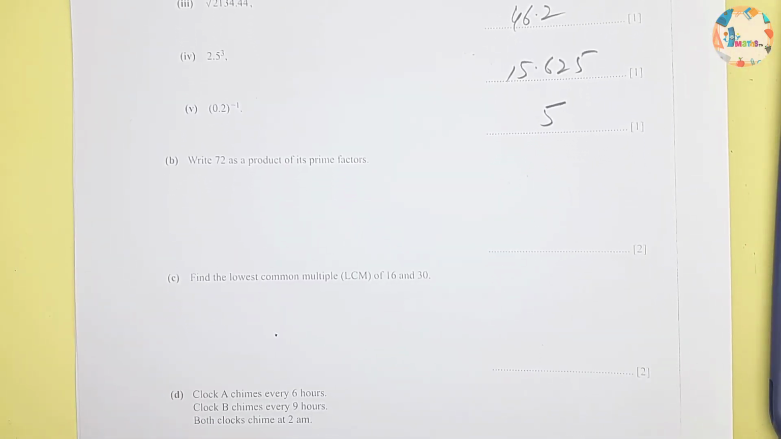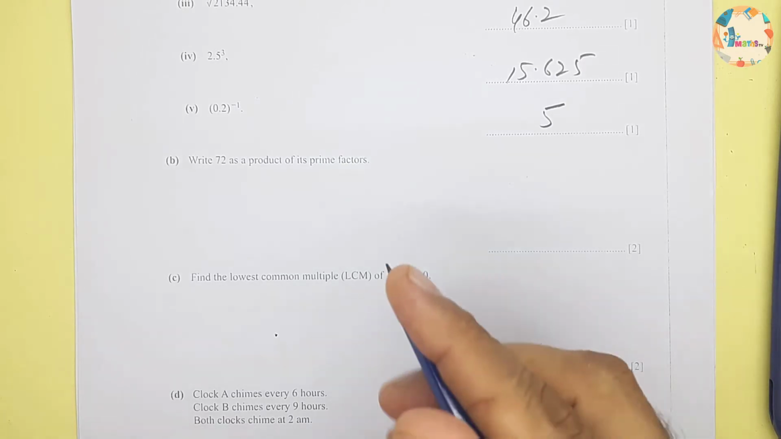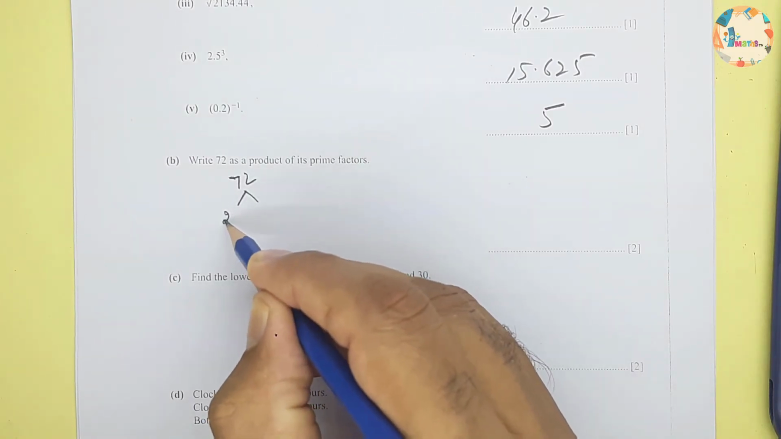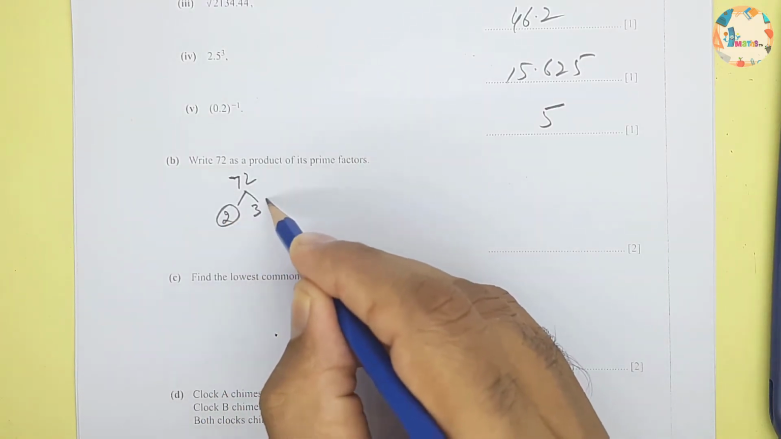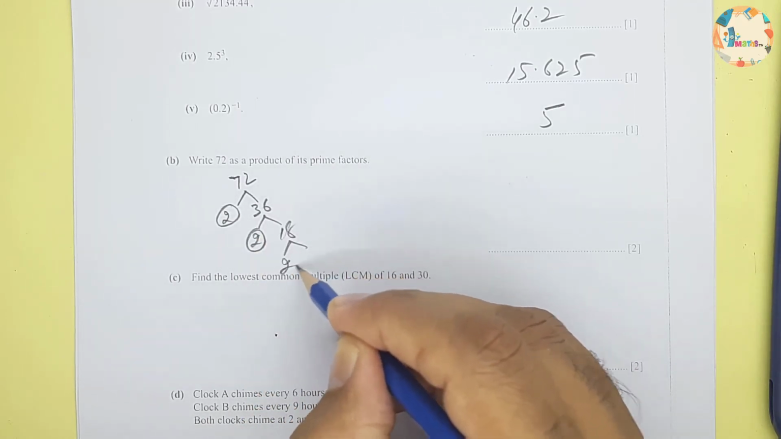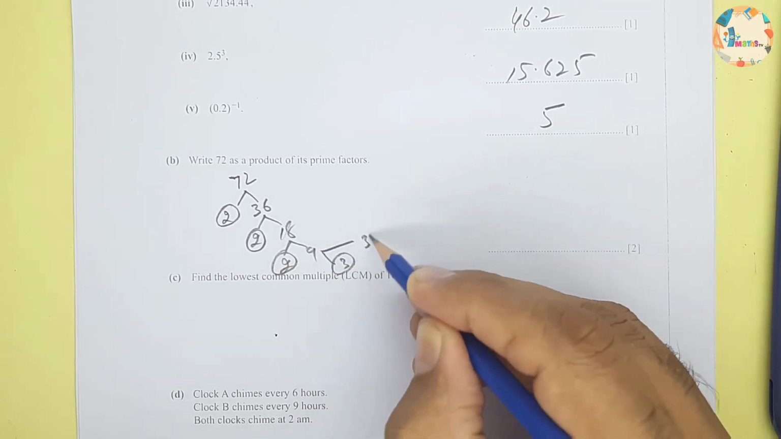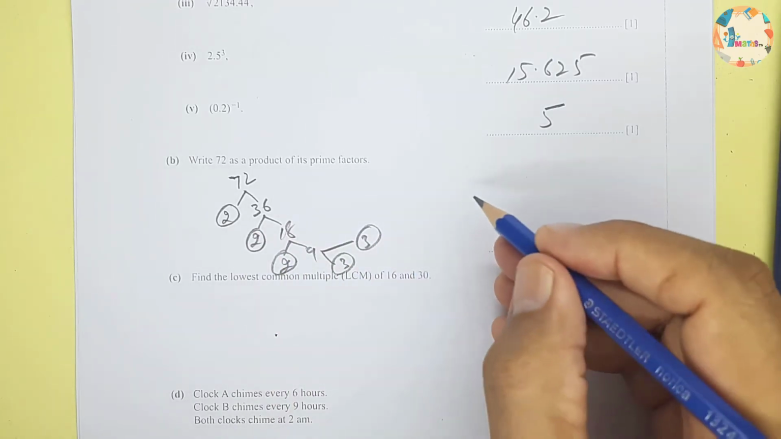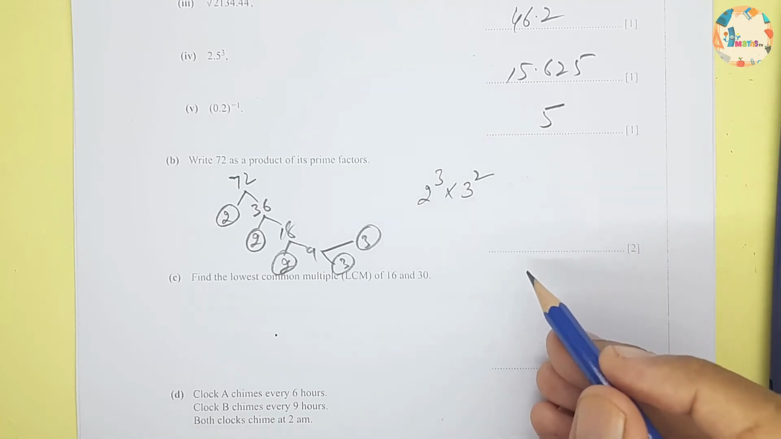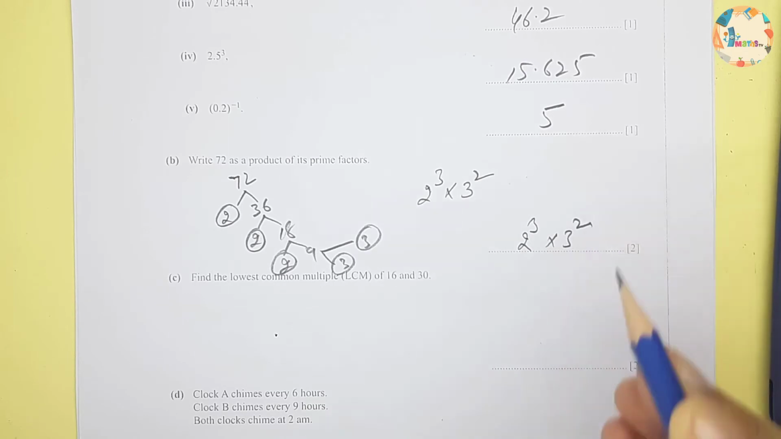Write 72 as a product of its prime factors. So 72 we can write as 2 into 36, then 2 into 18, then 2 into 9, and 9 we can write as 3 into 3. So these will be the prime numbers. So it will be 2 raised to power 3 into 3 raised to power 2. So this will be our answer: 2 raised to power 3 into 3 raised to power 2.